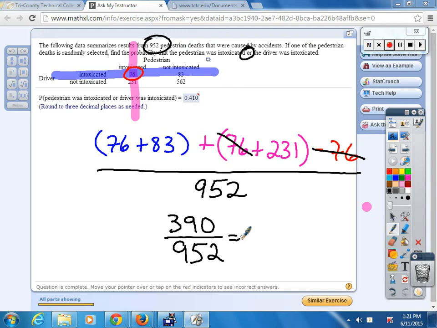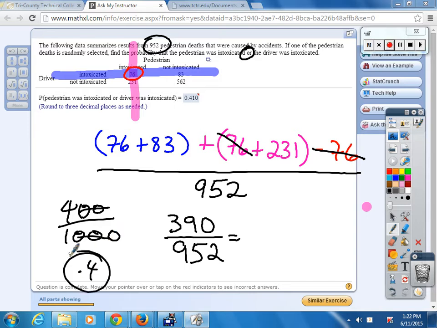All right, 390 over, well, 3, that's 400 over 1,000. 400 over 1,000, dang, old 10 left over, 4 tenths. It's going to be around 0.4. What do you get? 0.41. It's a miracle. 0.4 what? And I did it without a calculator and got 0.4.